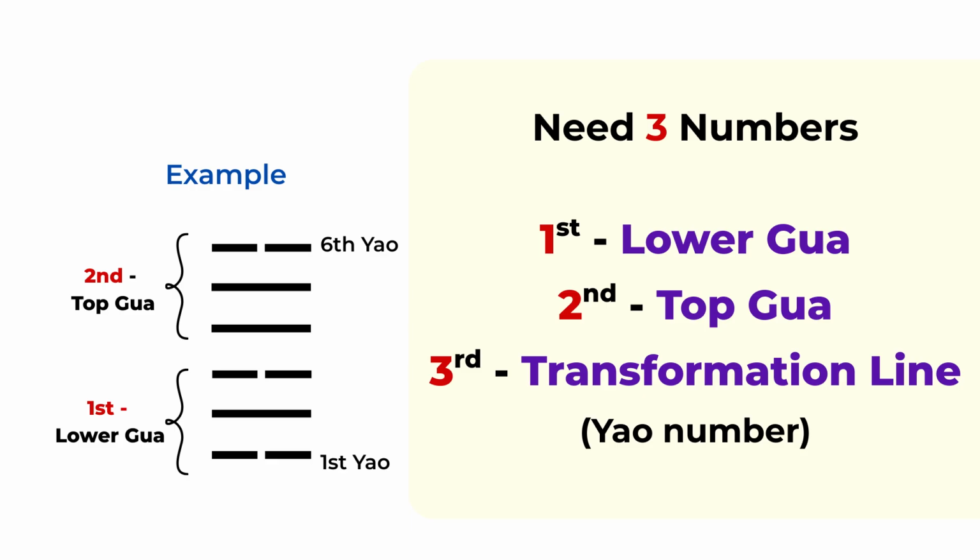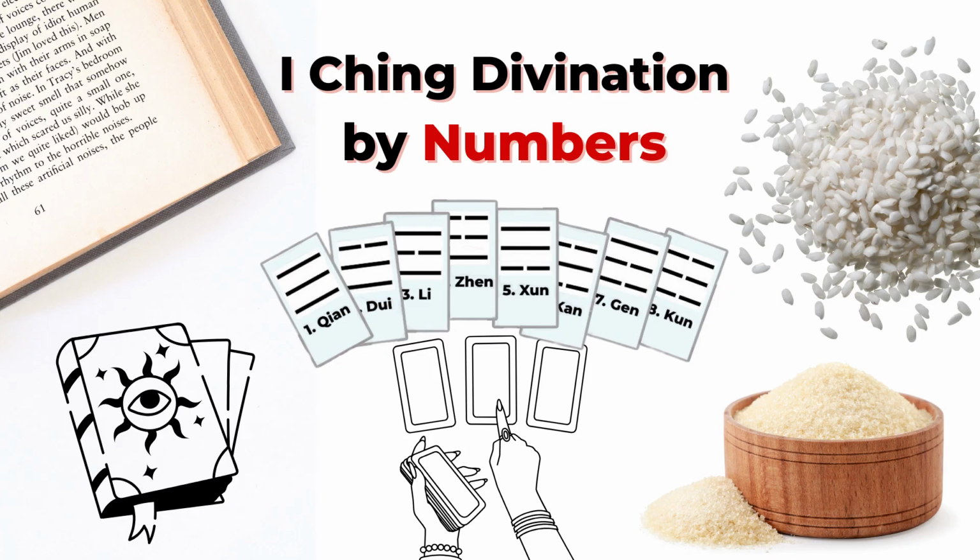For the changing line, you don't have to use a number. You can check the current time, and that will be a different divination method. Or you don't need a changing line at all. The method is very flexible.